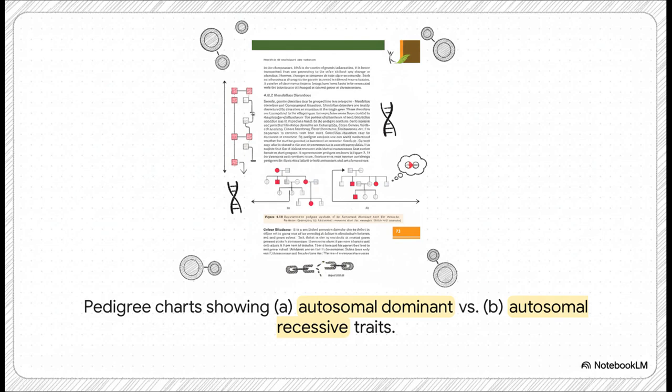It's awesome. So look at chart A on the left. That's a dominant trait. See how the disorder shows up in every single generation? If a parent has it, there's a good chance a child will get it. Now compare that to chart B on the right, a recessive trait. Notice how the parents in that second generation are totally fine, but they have a child who is affected? That's the telltale sign. It means they were both carriers, and the trait skipped a generation.